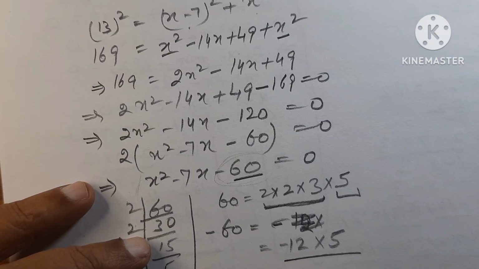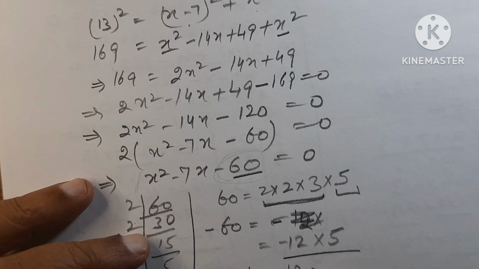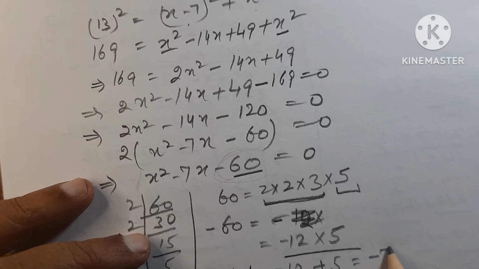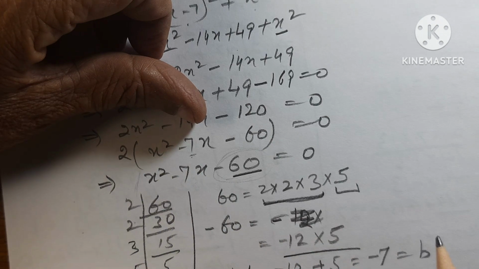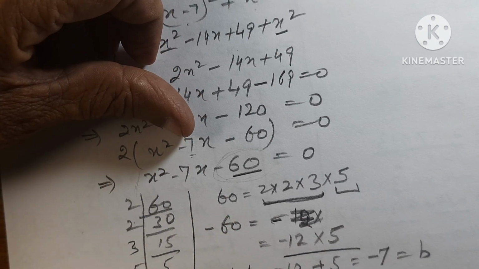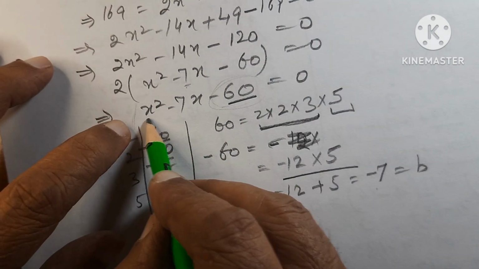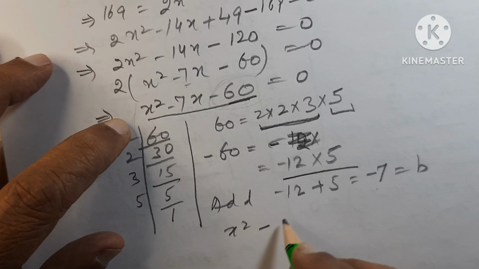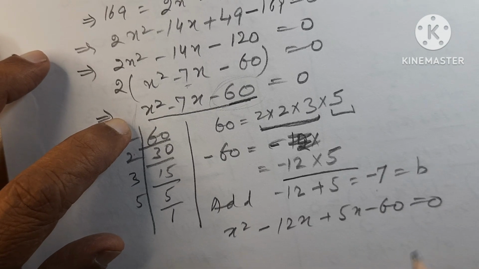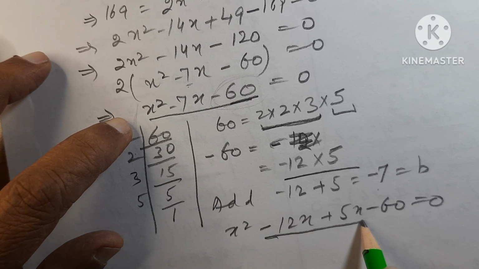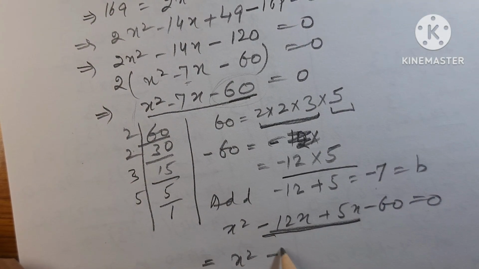Why have I taken it like this? Because when we add, minus 12 plus 5 is equal to minus 7, which is B. So this B is minus 7. Now we'll put the values over here. It becomes x square minus 12x plus 5x minus 60 is equal to 0. In place of minus 7x, I have written minus 12 plus 5.